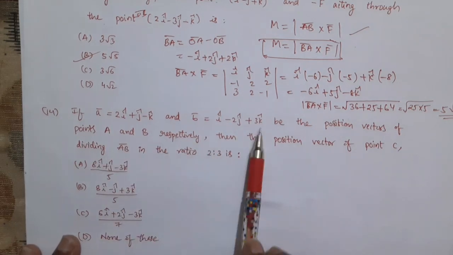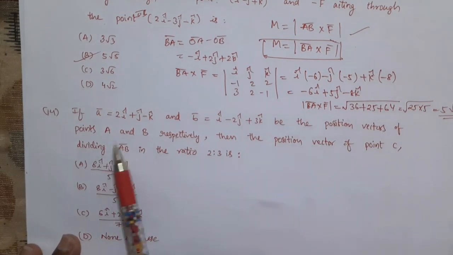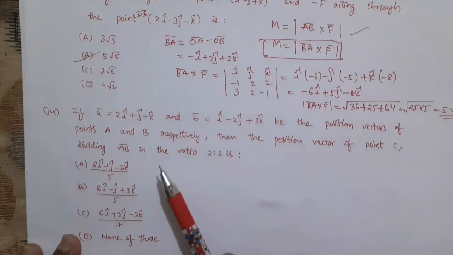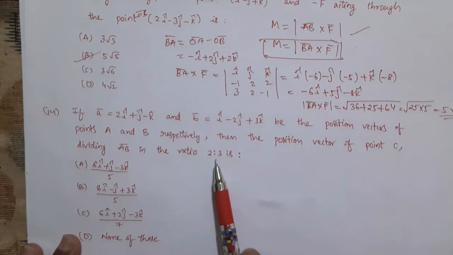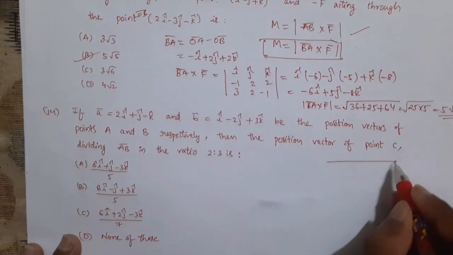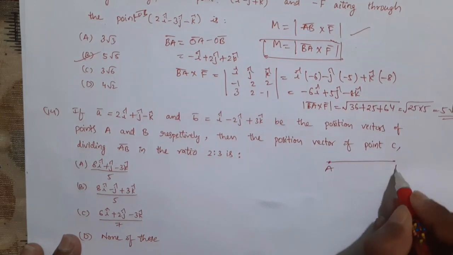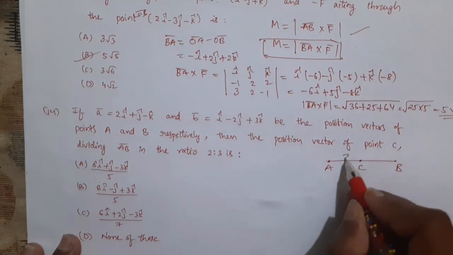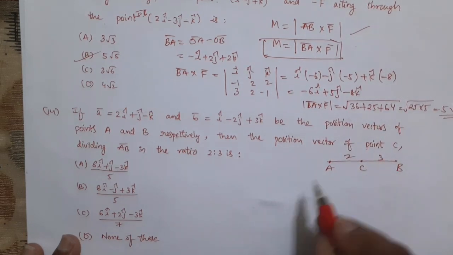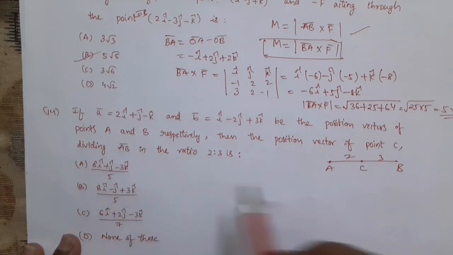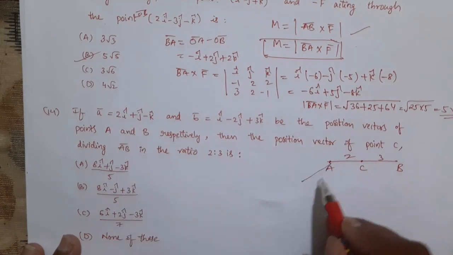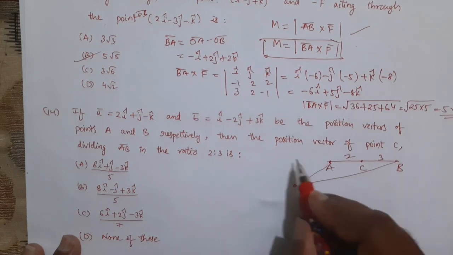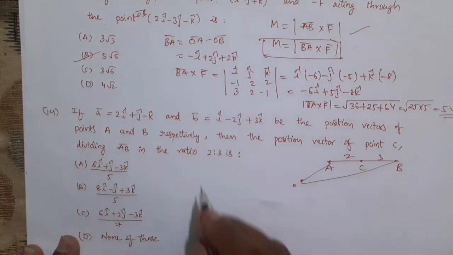If A bar and B bar are the position vectors of points A and B respectively, then find the position vector of point C dividing AB in the ratio 2:3. Let this be A and this be B. So the point C divides AB in the ratio 2:3. They have given the vectors with respect to some point O, that is OA and OB.